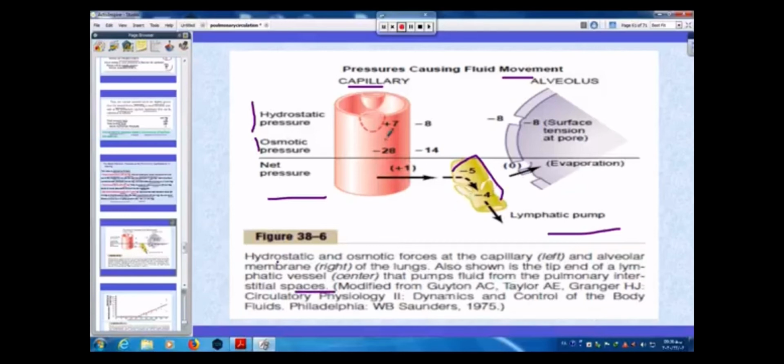And you can see in this figure the forces are different, but the net pressure is +1, and this high pressure will be balanced by the lymphatic pump. The lymphatic pump has a negative pressure and causes the exit of fluid from the interstitial space, so that fluid movement is not into the alveoli.